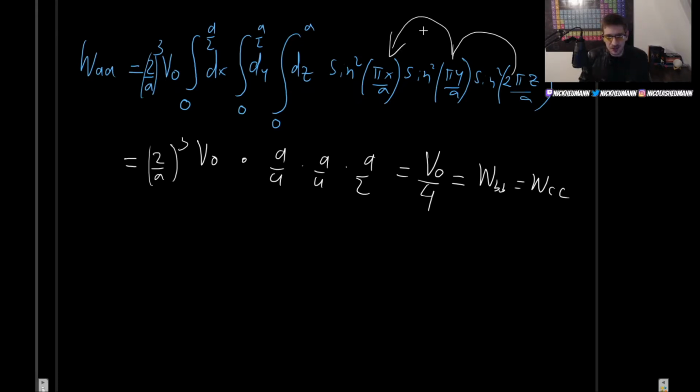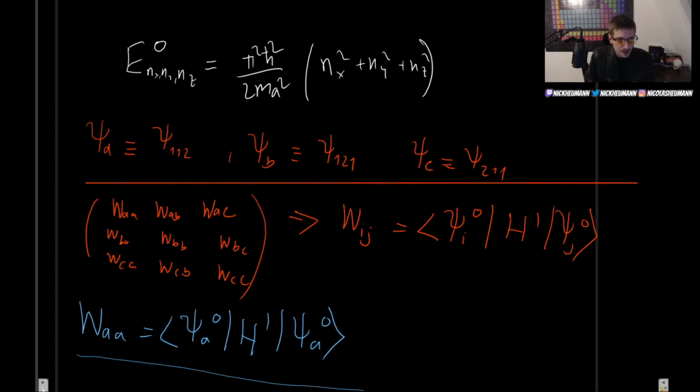We get the same result in all of them, which is pretty cool because now in our matrix, we just eliminated or got rid of these 3. That's pretty cool. Okay, so this right here is v0 over 4, v0 over 4, and v0 over 4. All right, so we just got 3 of the matrix elements done super quickly. Now let's move on to Wab.